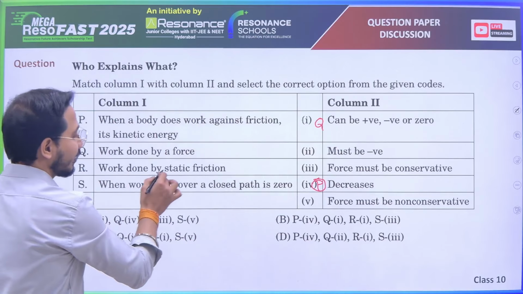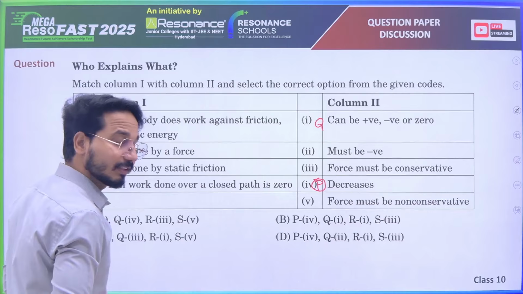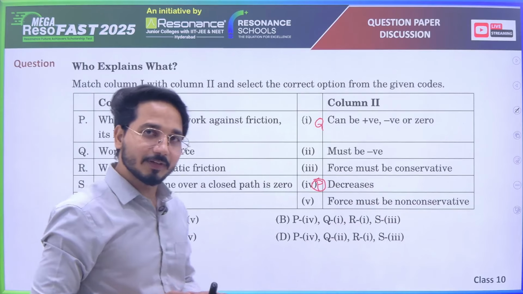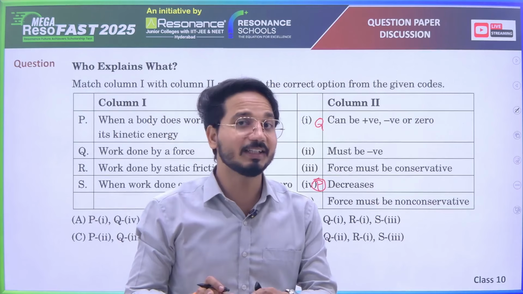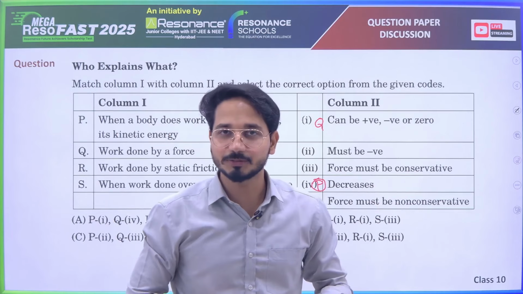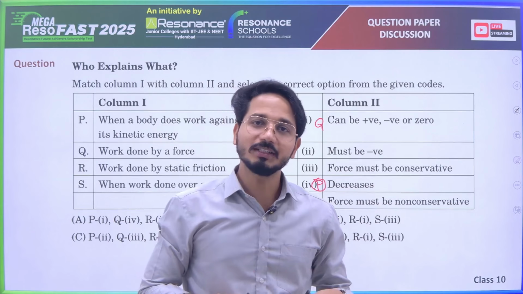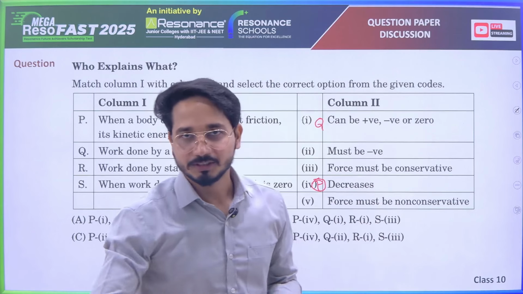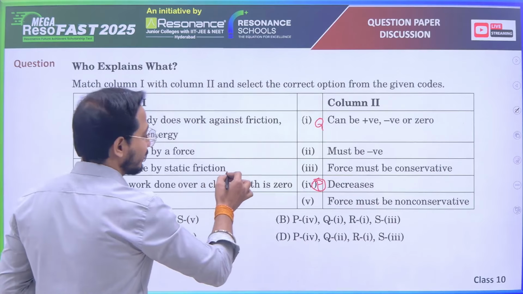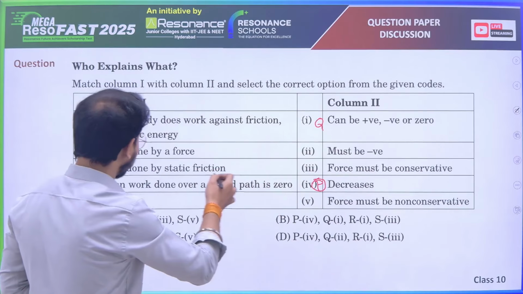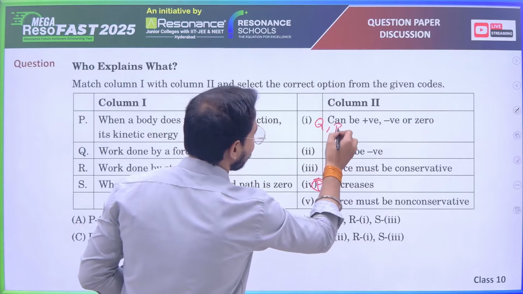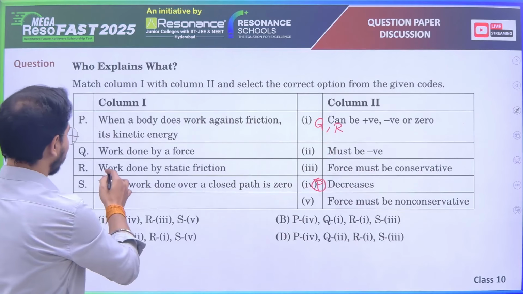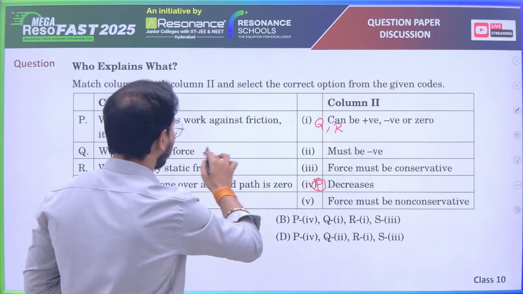Next, work done by static friction. Because when the friction is static, it means we are applying a force on the body, but the body is not moving. There is no displacement. Displacement is 0. So the work done by static friction is also 0, right? So the option matching with this is 0. We can write it over here. So for R, again we have 1, and for Q, we have 1.